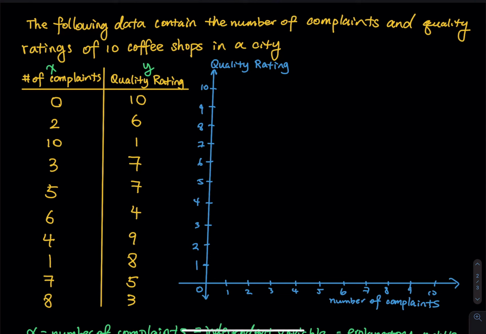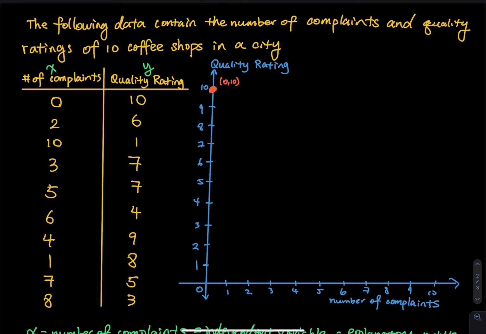So here is how we do it. We find 0 in the complaint first, which is right here in the origin. And then the quality rating is 10. So you start at 0 complaints, and then you go up to quality rating 10. So the first point is right there. So let's put it right here. So this is 0, 10. So that is the first shop.